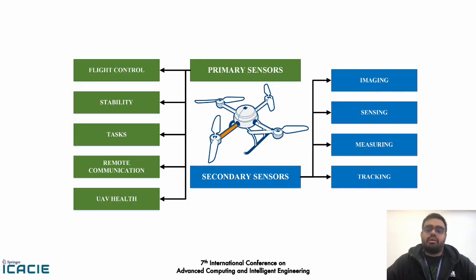From a sensing perspective, a UAV will have a set of primary sensors which take care of its flight, navigation, and stability during the flight. These can be considered inherent to the UAV's operation. Secondary sensors can be attached to the UAVs to enable additional sensing capabilities. Some of the functions of the primary sensors include flight control, flight stability, different tasks associated with flight controls and stability, remote communication, UAV health, and so on. Primary functions of the secondary sensors are typically imaging, basic sensing, measuring, and tracking. We'll not go into the exact details of these, but you get the general idea.